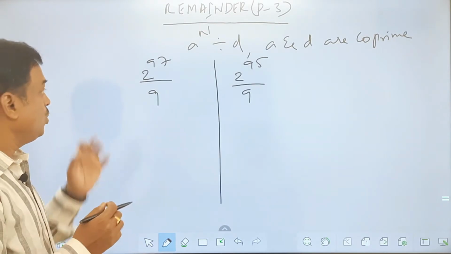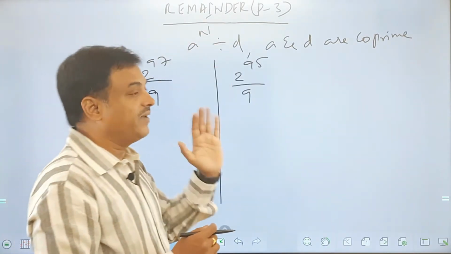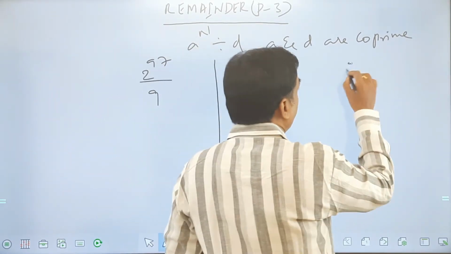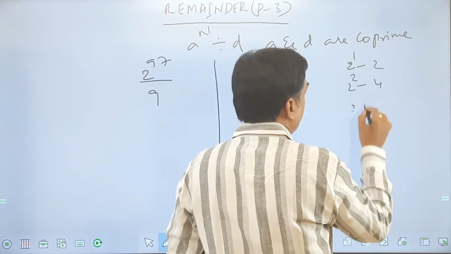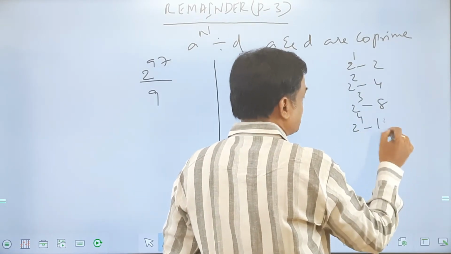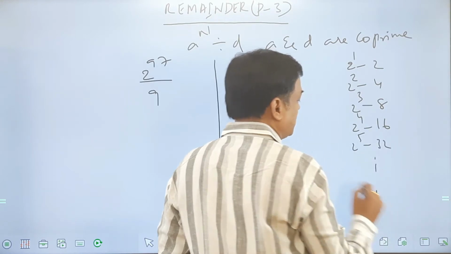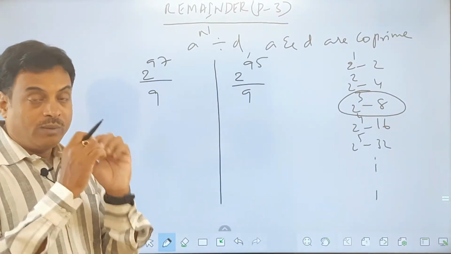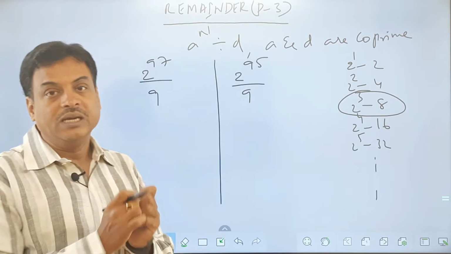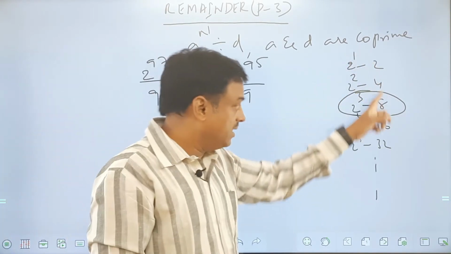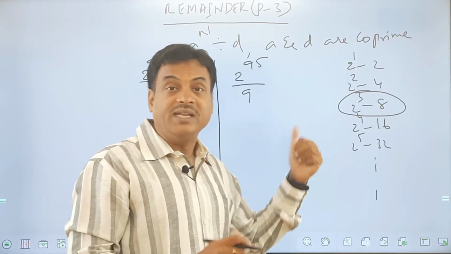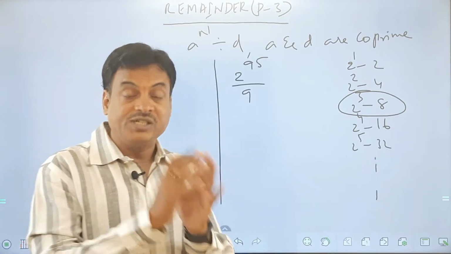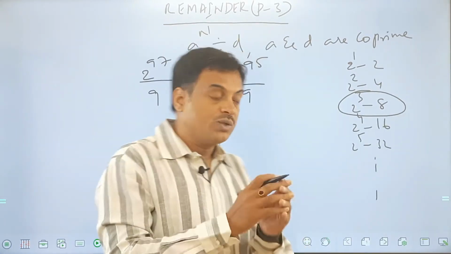Let us see 2 to the power of 97 divided by 9 and 2 to the power of 95 divided by 9. 9 is very close to one of the powers of 2. Like 2 power 1 we have 2, 2 power 2 we have 4, 2 power 3 we have 8, 2 power 4 we have 16, 2 power 5 we have 32 and so on. 2 power 3 is 8, which is very close to 9. If you remember my previous video, I said very clearly I should select the number which is very close to 9, in the sense plus 1 or minus 1 difference. Like 8 and 9 have a difference of 1. Only such numbers are allowed to be taken.